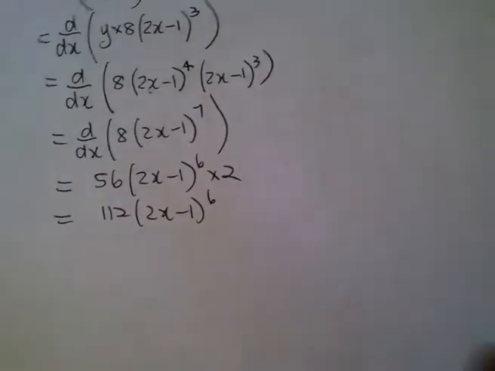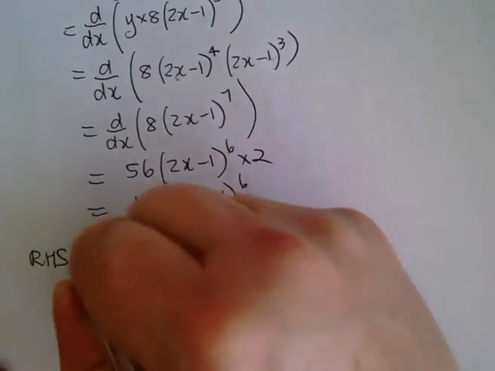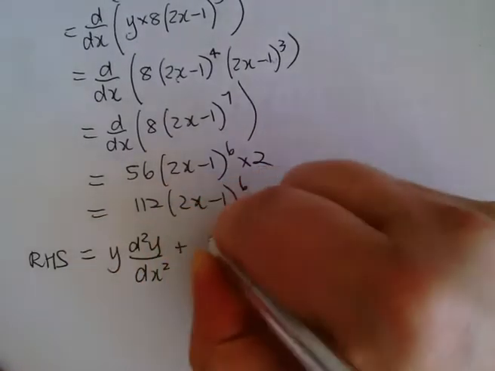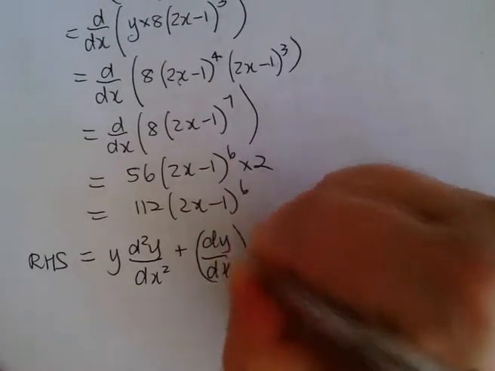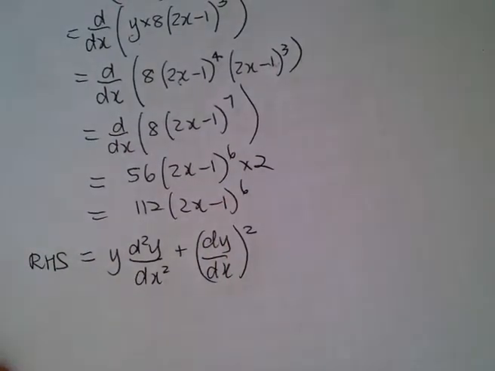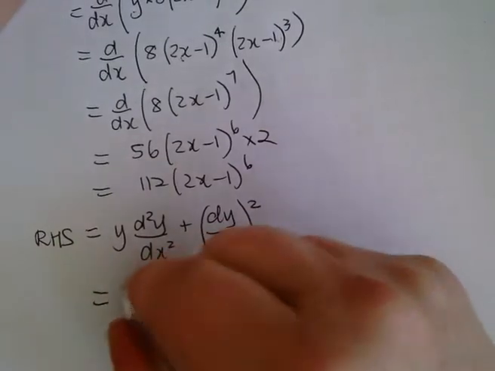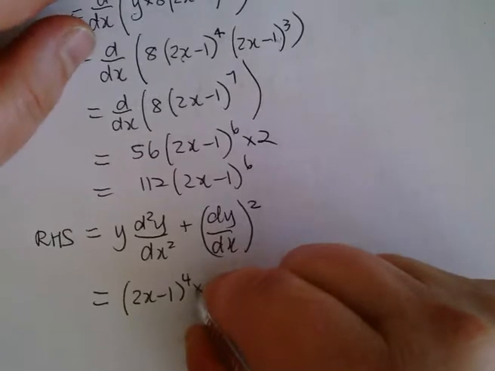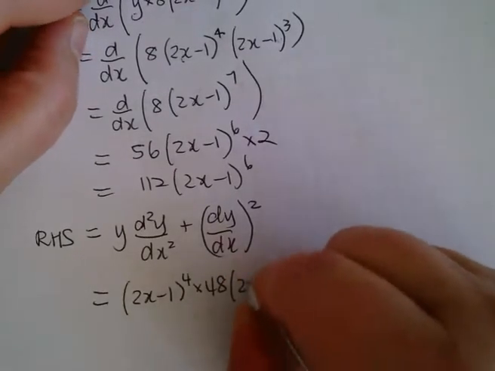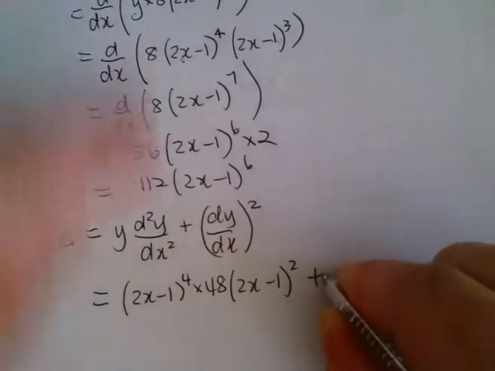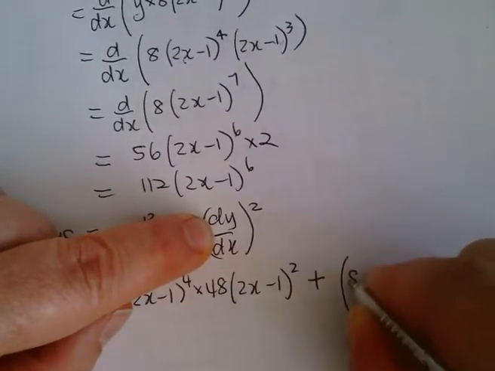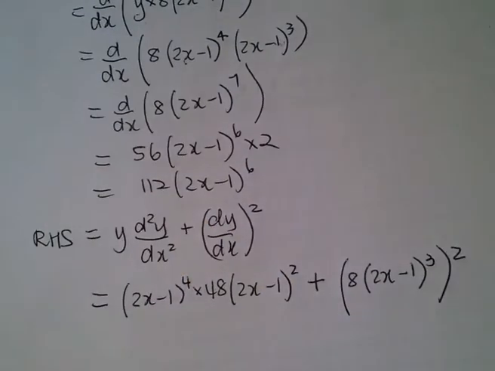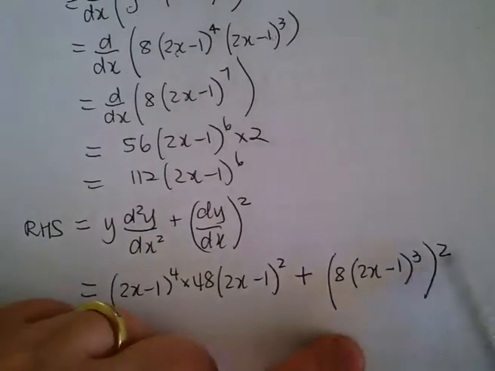And then on the right-hand side, we've got y times d squared y by dx squared plus dy dx all squared. So y, let's just substitute it in straight away. It's 2x minus 1 to the power of 4. The second derivative is 48 bracket 2x minus 1 squared, plus dy dx is 8 bracket 2x minus 1 cubed, but you've got to square that. So that's dy dx, and then we're going to square it.